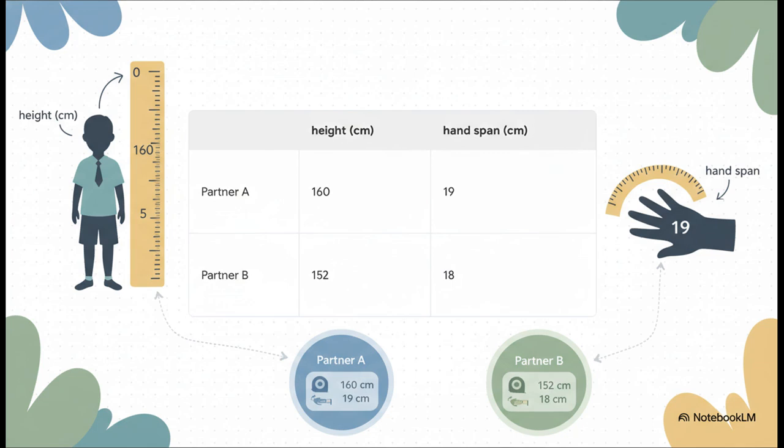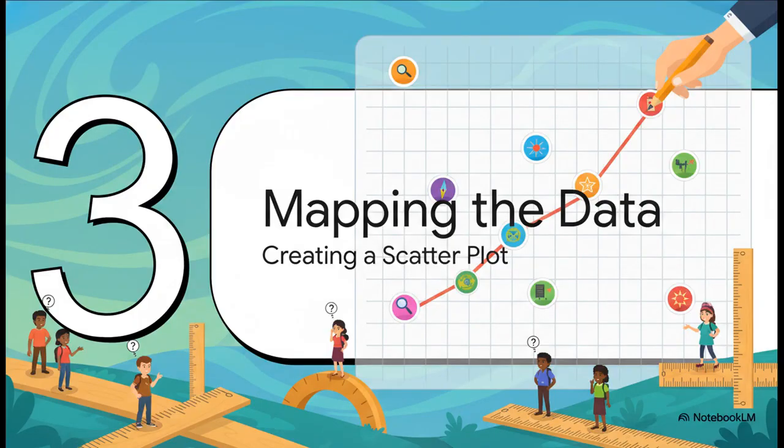Now, this right here is the most important part. For every single person, we have two pieces of information that are linked together. Partner A isn't just 160 centimeters tall. No, they are 160 centimeters tall with a 19-centimeter hand span. That pairing is the key to everything. So we've got our clues. Now what? We need a way to organize them so we can actually see what's going on.